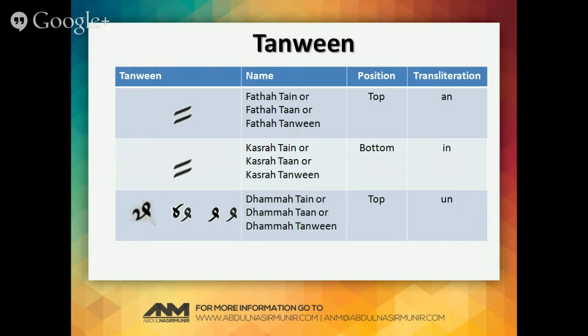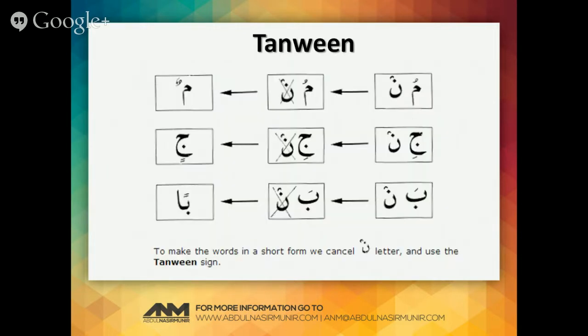So Tanween is basically what you can see on the screen: Fathatain, Kasratain, and Dhammatain. And in the most right hand column you can see the transliteration. There's an N sound in each and every single one of them. So an, in, un is the N sound there. Now let's have a look at the next example.